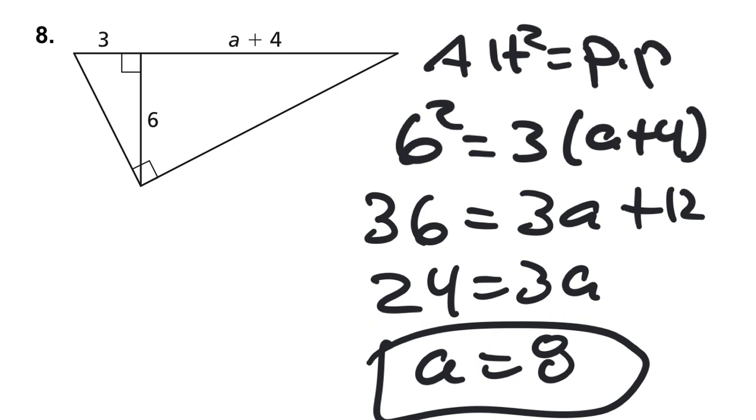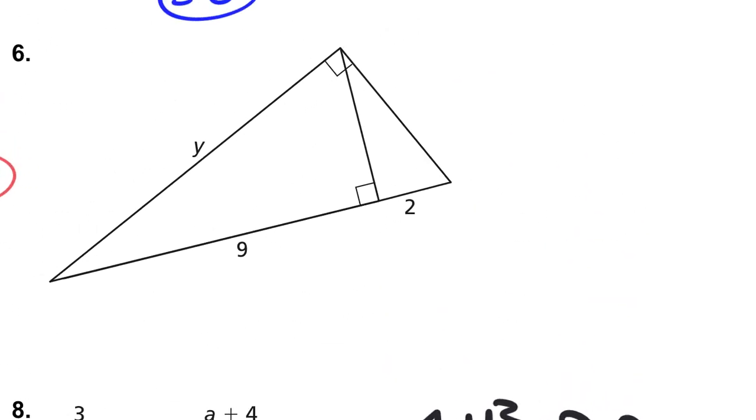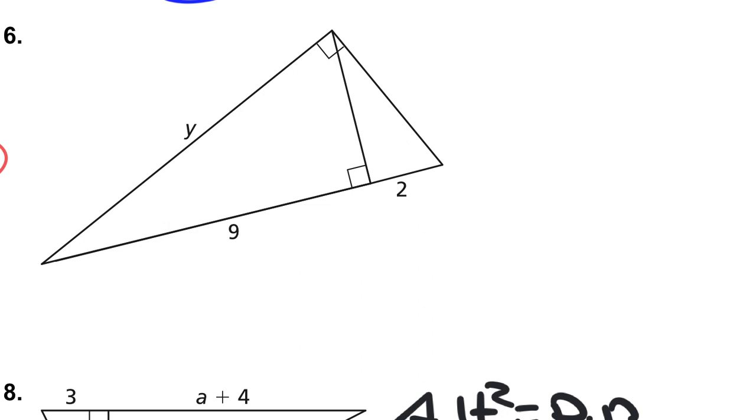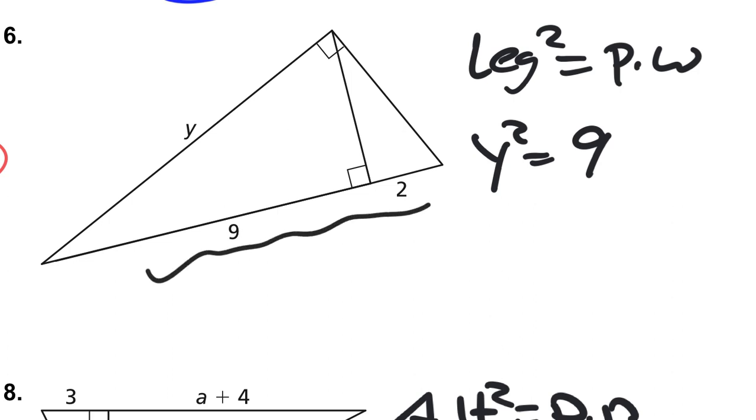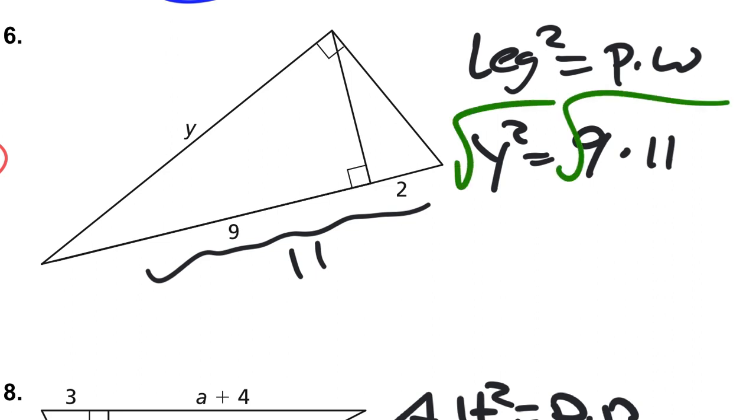Let's go look at number 6 now. The reason why I took a little break is I want to look at number 6 because now I don't care about the altitude. I am focusing on a leg. So our equation said that our leg squared equals part times the whole. Our leg is y. The part has to be the part of the hypotenuse that is adjacent to the leg that we're looking at, which is the 9. And the whole means 9 plus 2, so all this added together is 11, so 9 times 11. And now I can take my square root to solve for y.